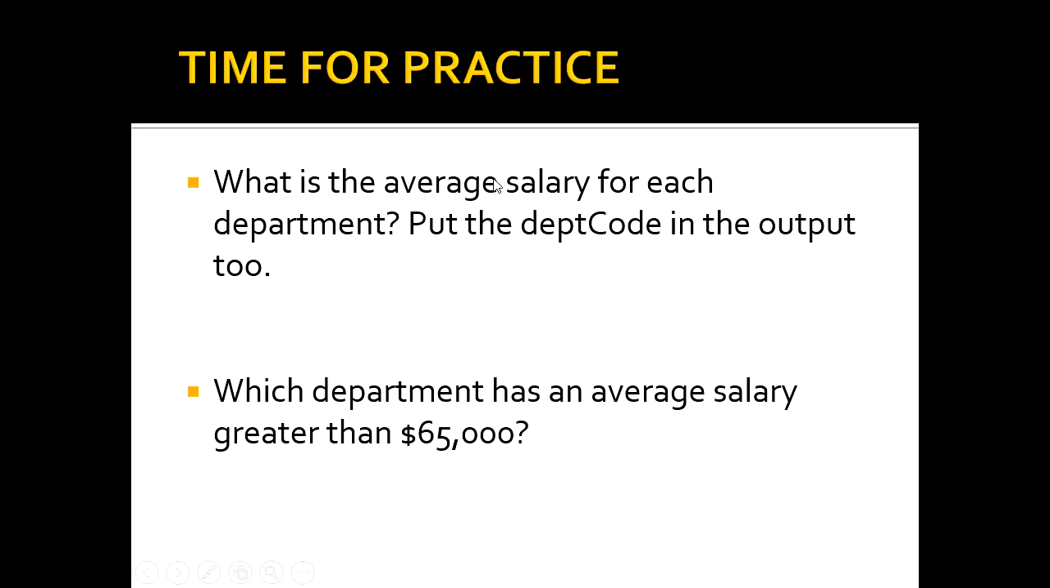So, average salary for each department. Oh, we did it already, sorry. Put the department code in the output. Which department has an average salary greater than $65,000? All right. So that would be similar to our example we just did. Only we used 100,000. Oh no, average salary of the department. Okay, so yeah, that's a little different.